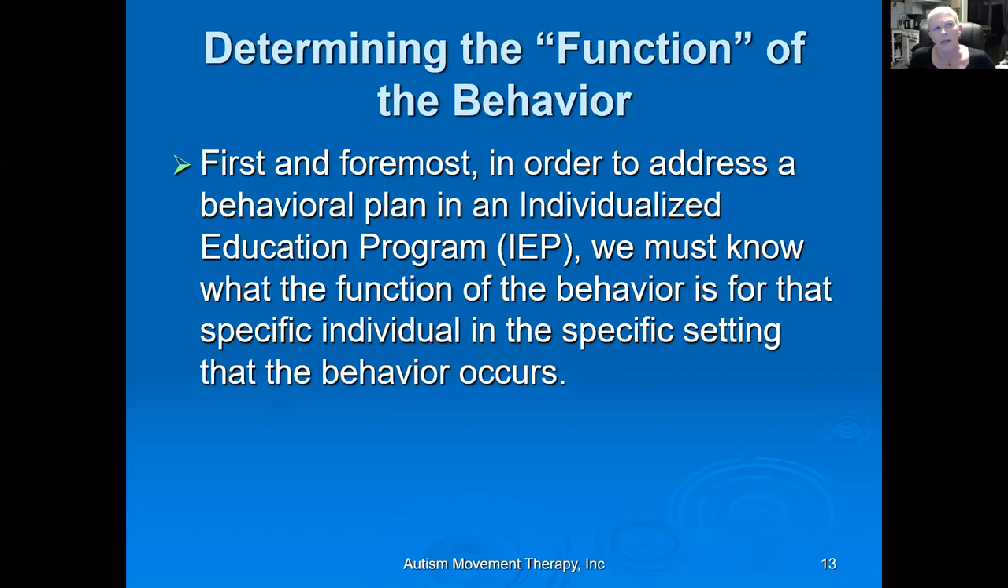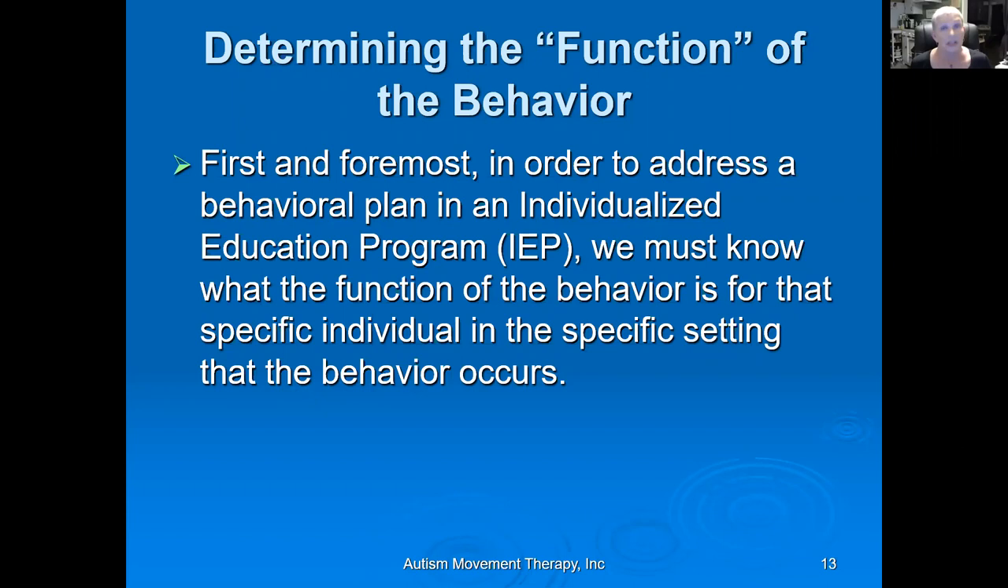Escaping or avoiding a task or an activity lets us know that the individual doesn't know how to do it. There's something in that task that the individual doesn't understand, doesn't comprehend, and isn't able to do. So what do we first and foremost need to do? We need to teach a replacement behavior.